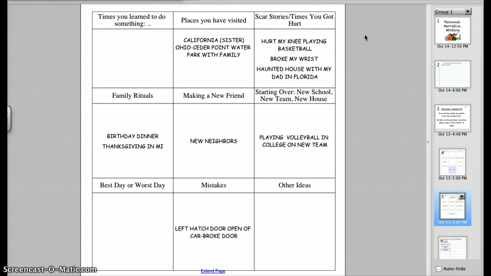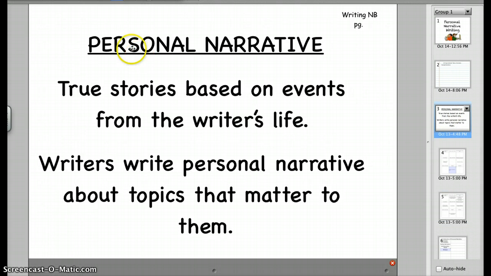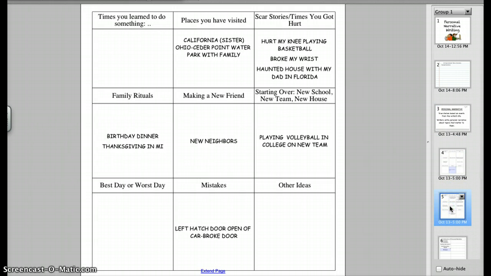Now that you've shared some of your ideas with some people in your class, and hopefully added some to your chart as well, go ahead and take out your glue stick and glue this chart onto the left-hand side of your writing notebook. It should be across from the notes that you took about what a personal narrative is. So your personal narrative page should be on the right side of your notebook, and your chart, which is ongoing, and you can always add to it, should be on the left side of your notebook.